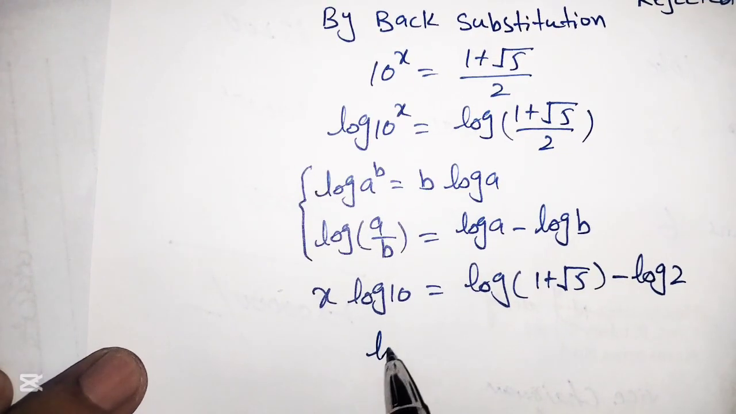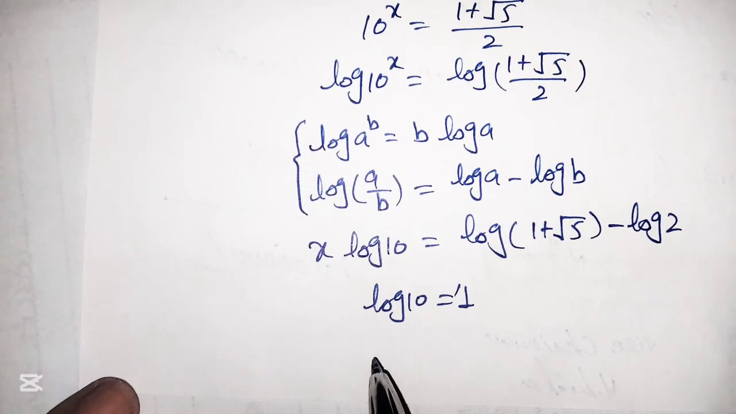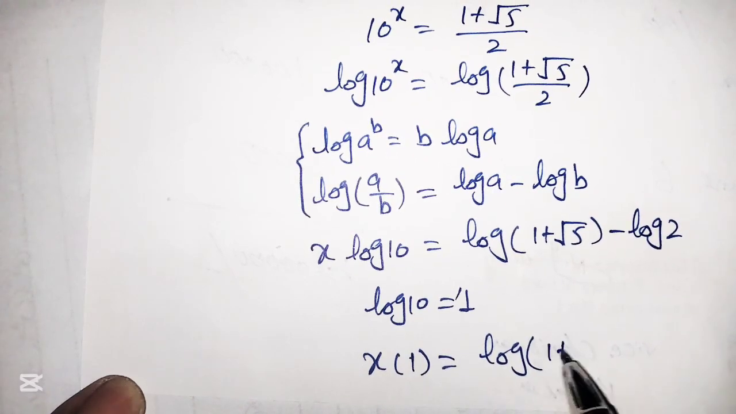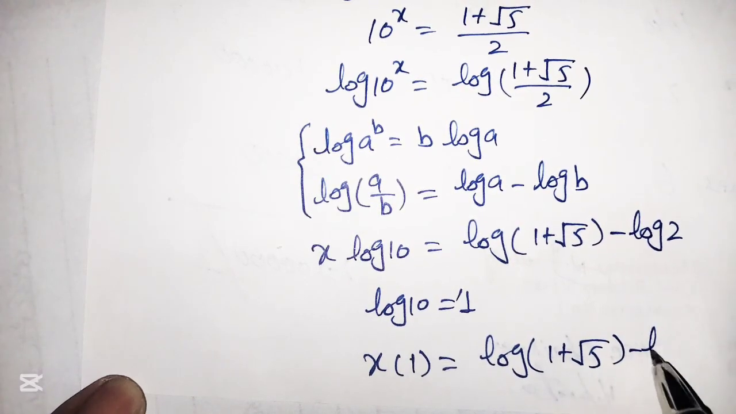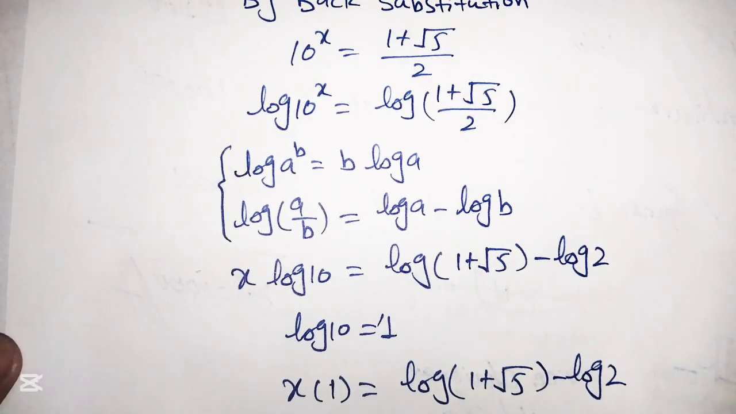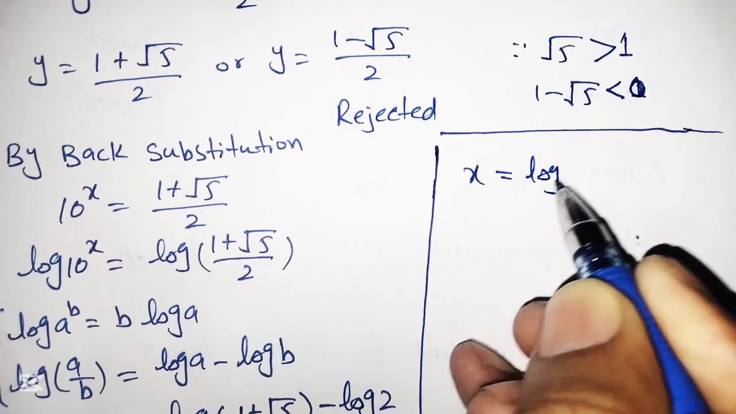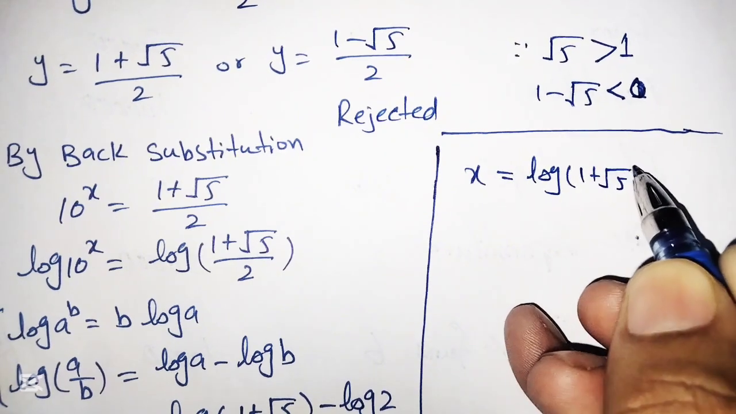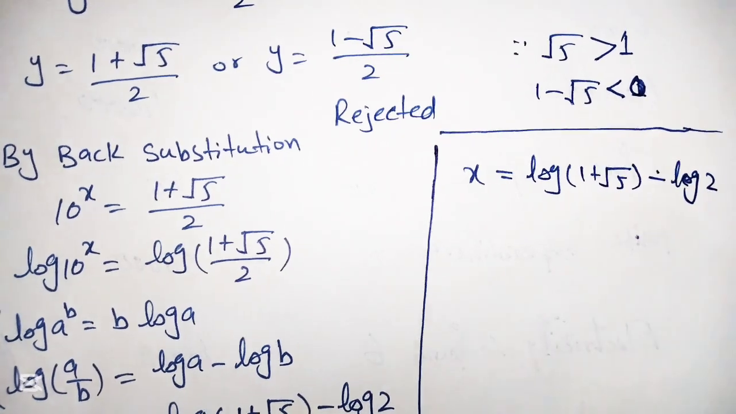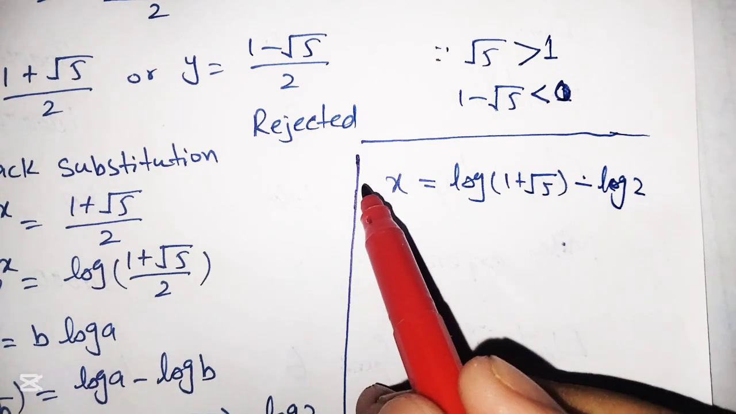Now log of 10 is equal to 1. So this equation becomes x times 1 is equal to log of 1 plus square root of 5 minus log of 2. So x is equal to log of 1 plus square root of 5 minus log of 2. This is the solution of the given problem, that is the value of x.